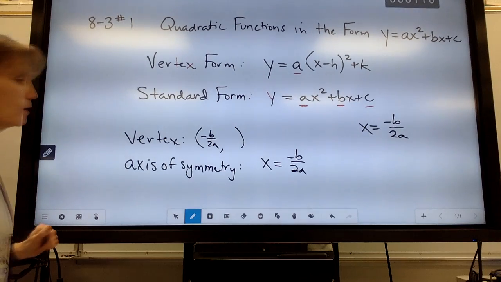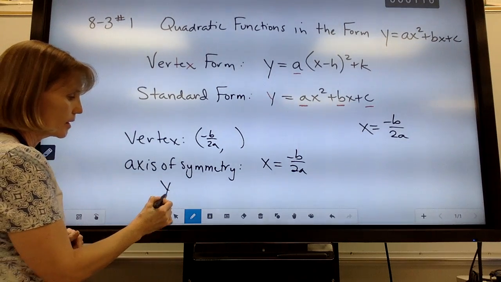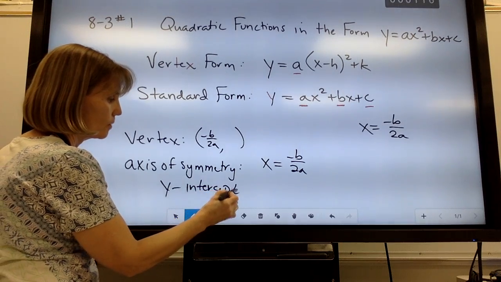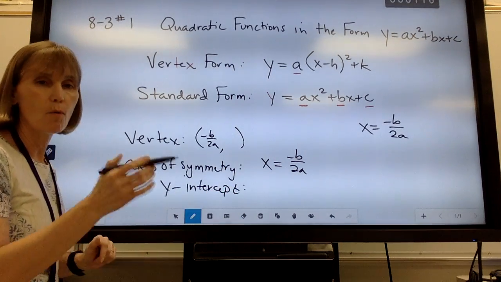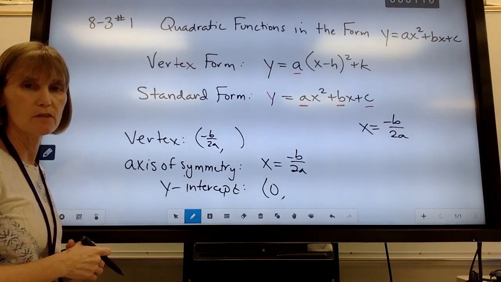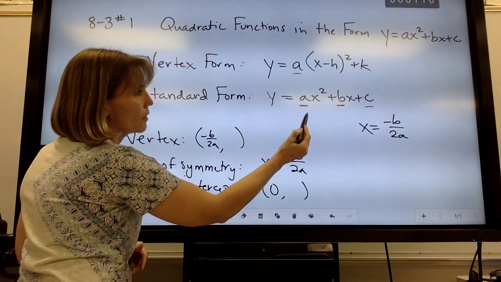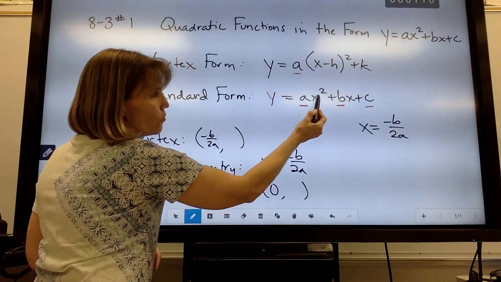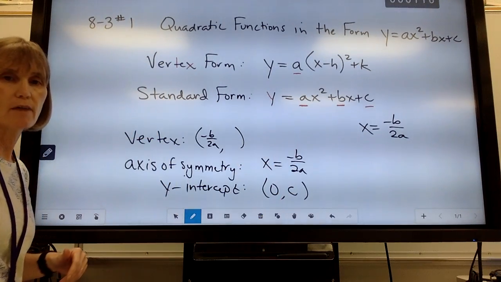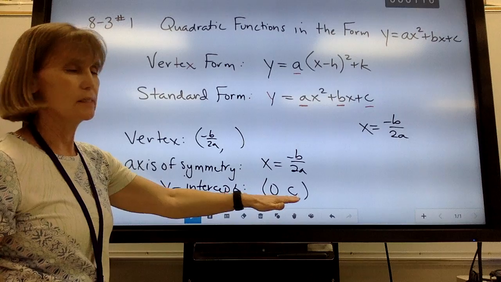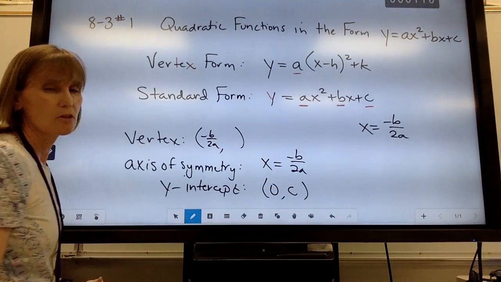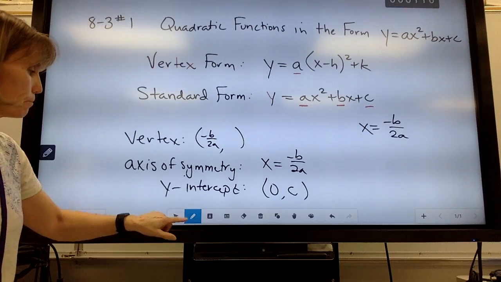Okay, and then the last thing that you're going to be asked to do is to find the y-intercept. The y-intercept is located on the y-axis, so we know that the y-intercept has an x-coordinate of 0. And if I were to plug a 0 into this formula for the x, the only thing that's left to calculate is the c value. So the y-intercept is always (0, c). Whatever your constant value is at the end, that's where your y-intercept is.